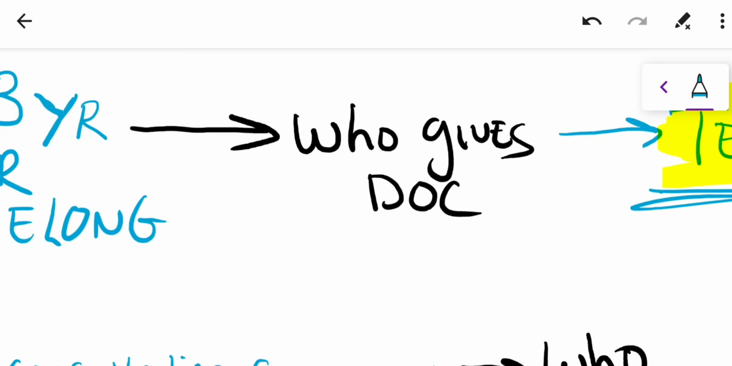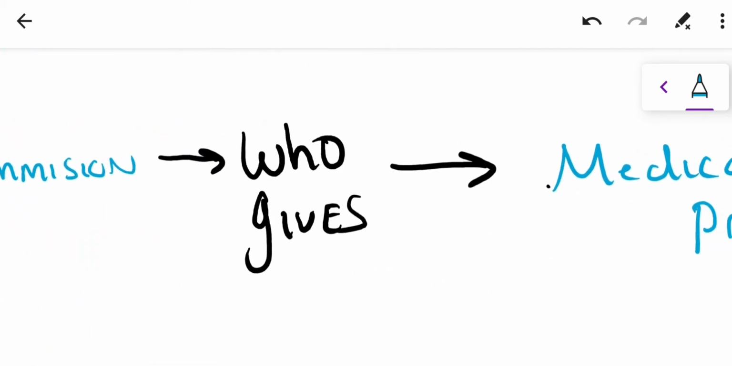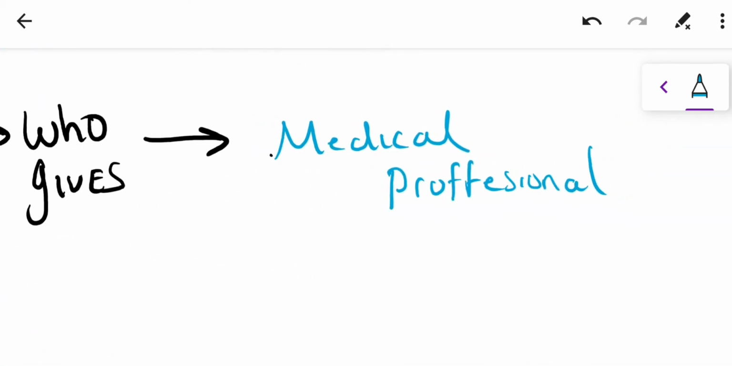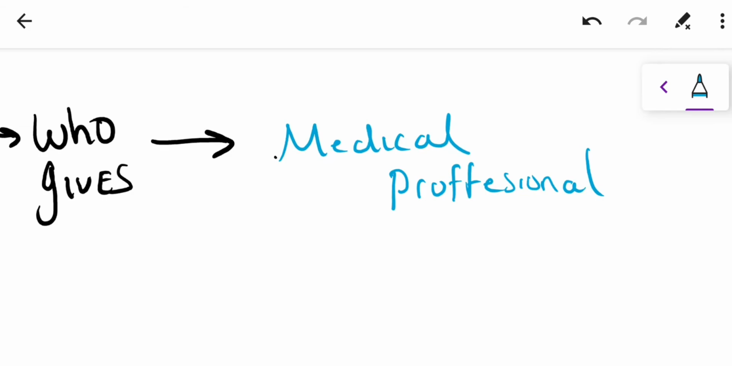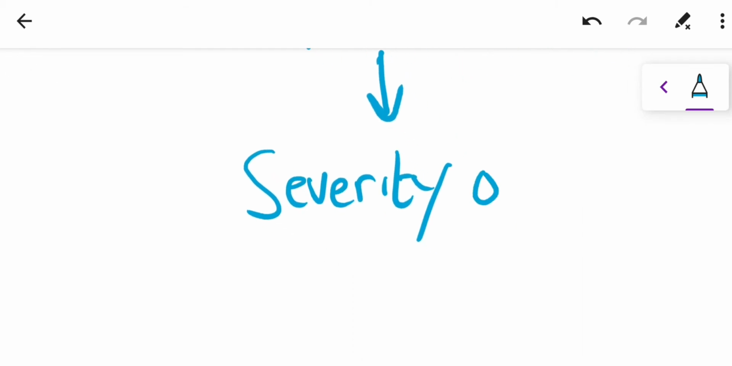Well, it's just simply the medical professionals. The medical professionals give you it, and it can be the GPs, it can be the Med Consultation Commission, which includes 2 physicians, or the TEMC. Medical professionals, depending on the severity. It depends on your severity, how many days you get off. Severity of injury.